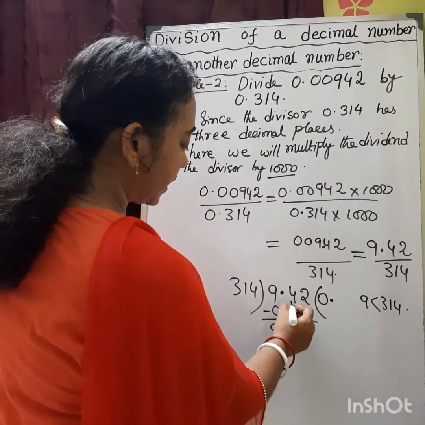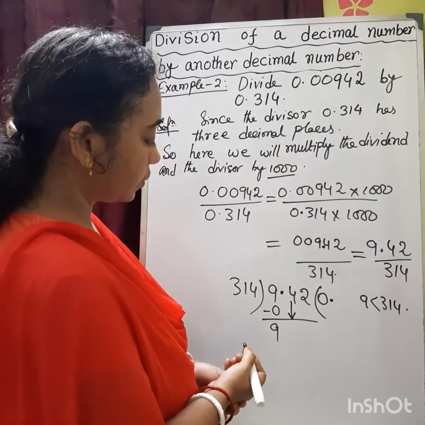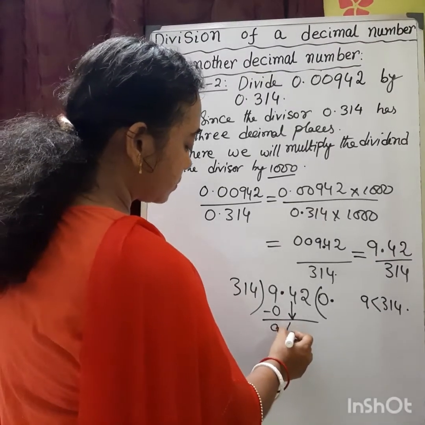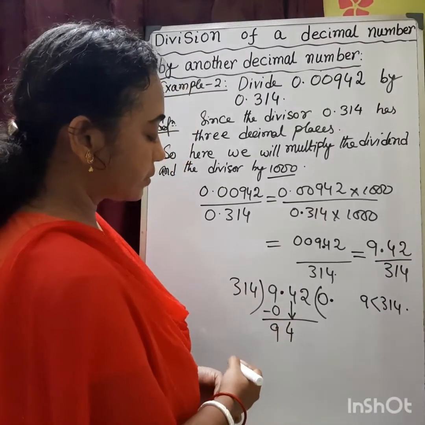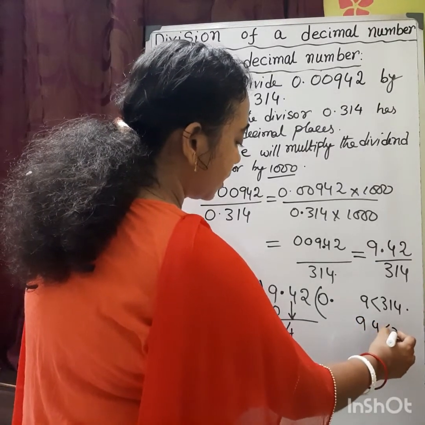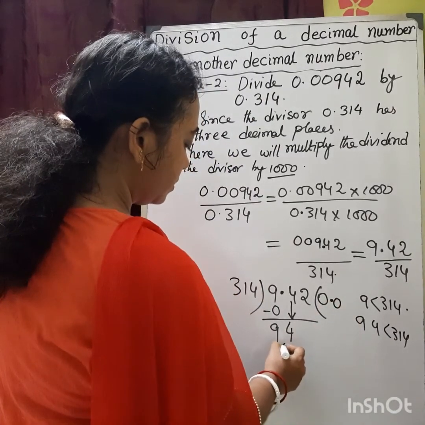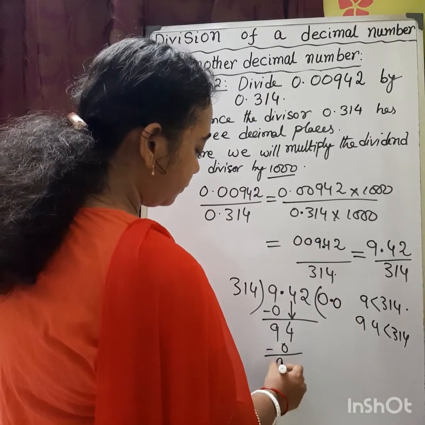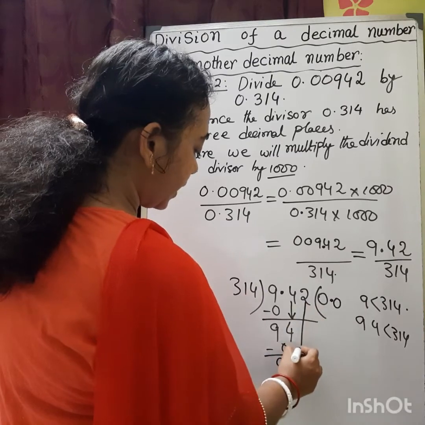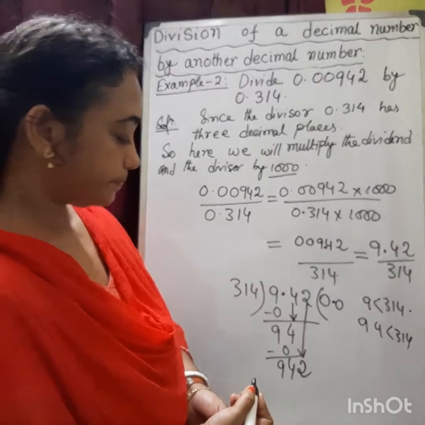Now we bring down the next digit, which is in the tens place in the decimal part of this number. So let us write them. So this number becomes 94, but again 94 is less than 314. So again we put 0 in the quotient. So this becomes 94. Now we bring down another digit, that is 942.